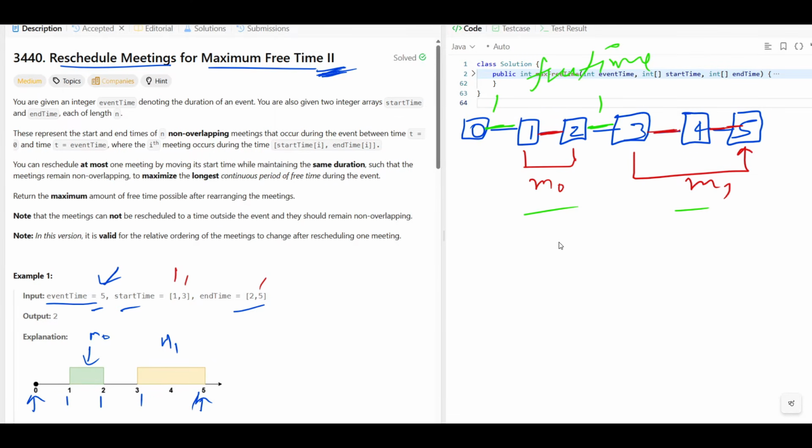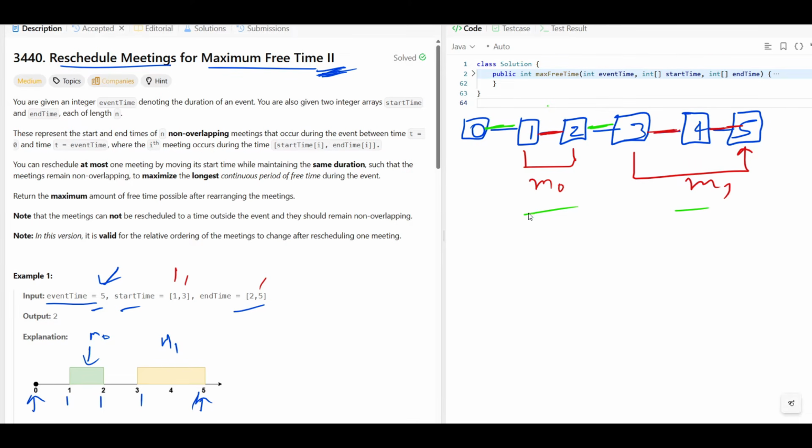So can we do better here or not? Means, can we reschedule this? Can we try rescheduling? Yes, we can do that. So let's try to move the first meeting, from 1 to 2, to 0 to 1. Can we move this? So let's go with this, give me 1 second.